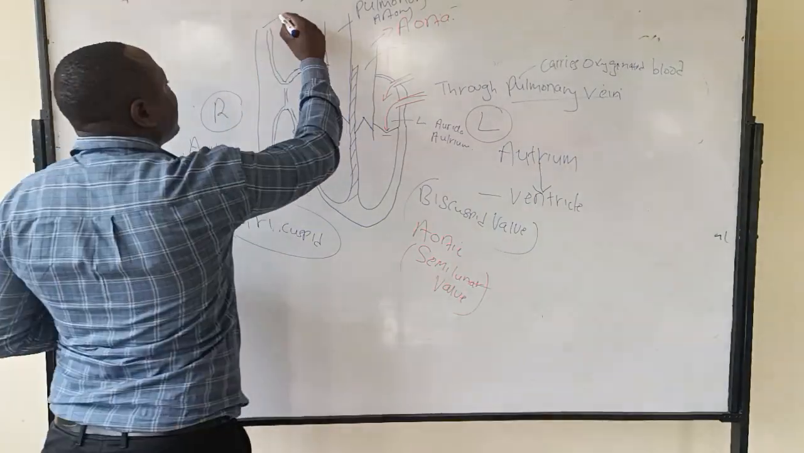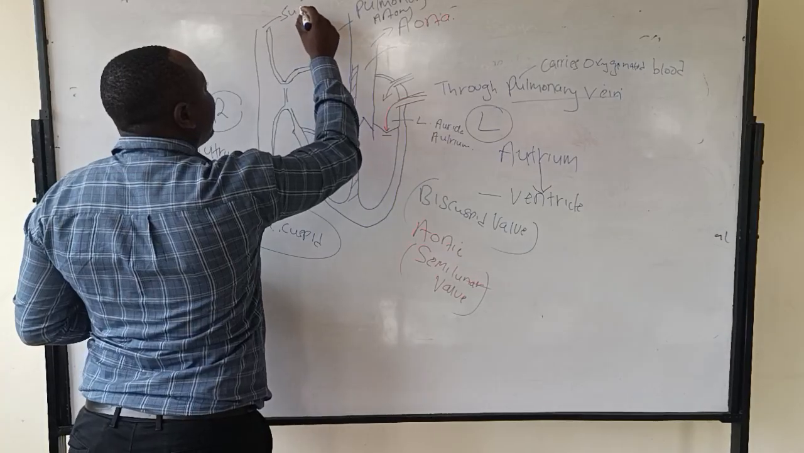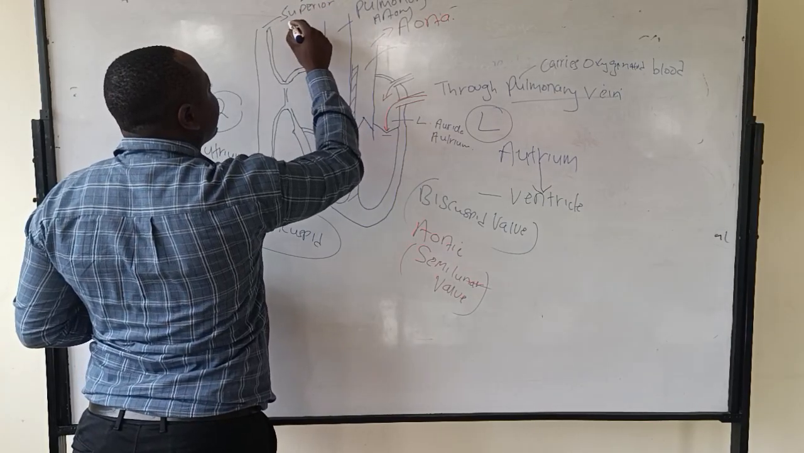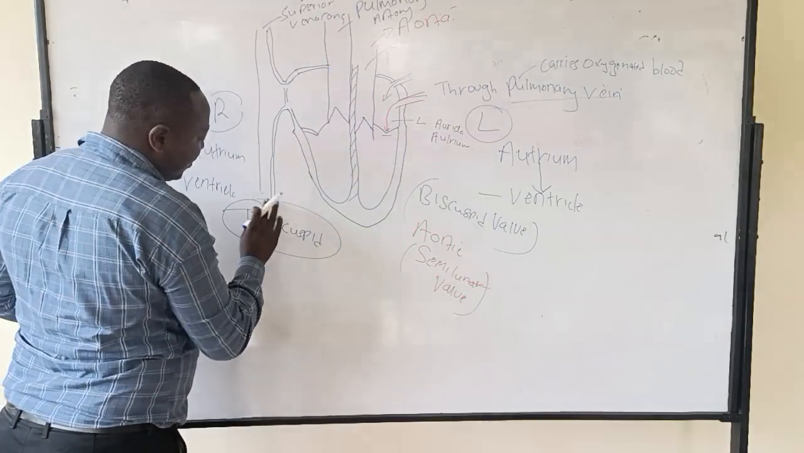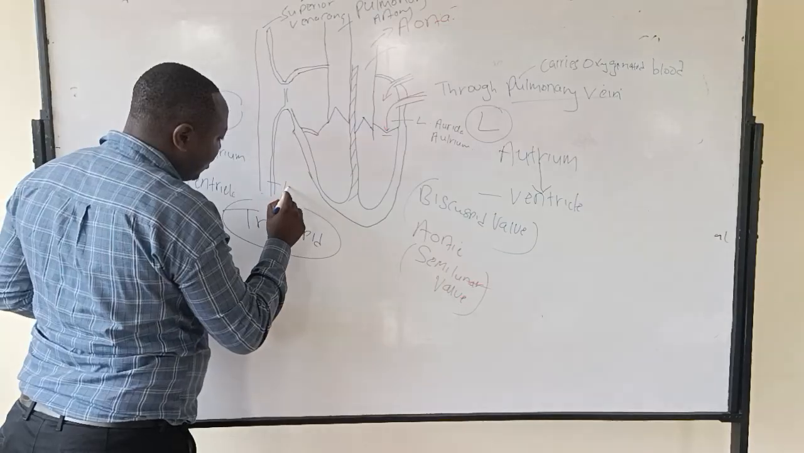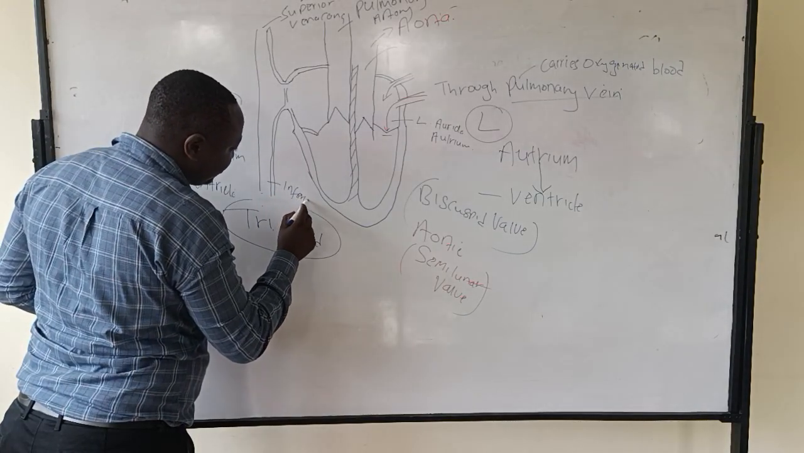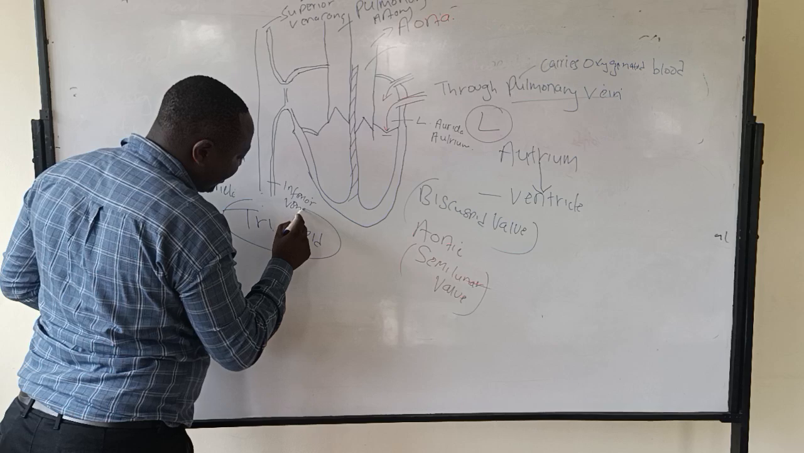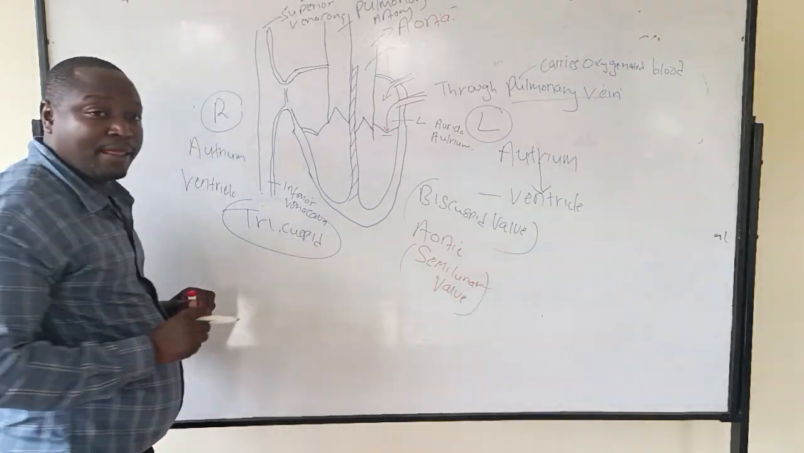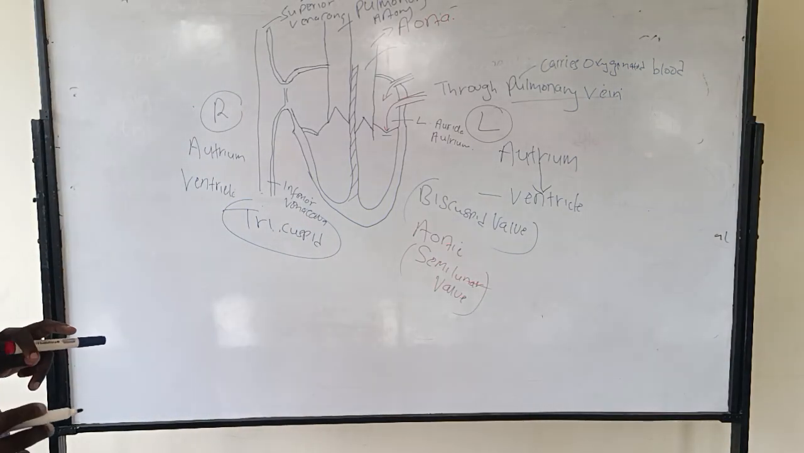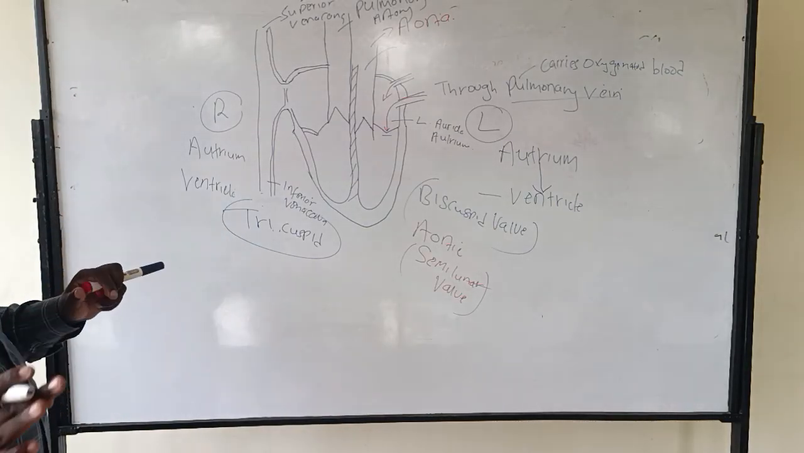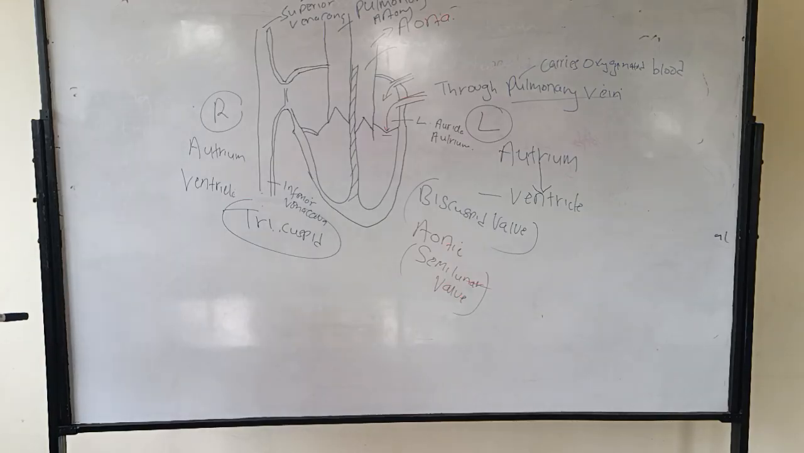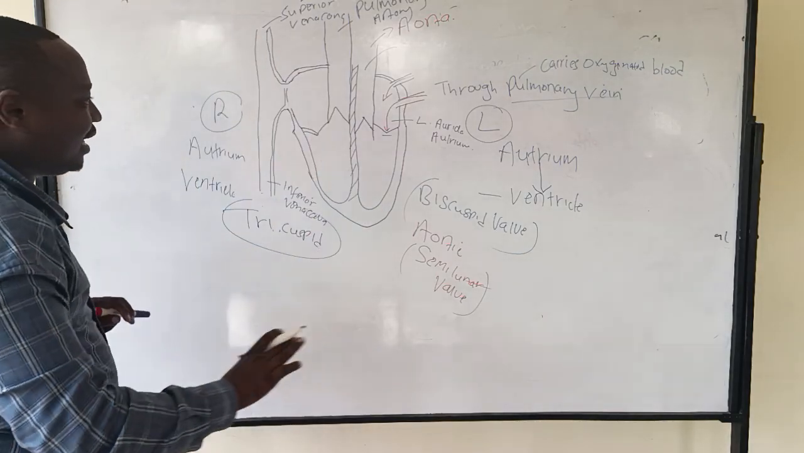So this is our superior vena cava, and this is our inferior vena cava. Now we have just gone through the structures. Now I want us to discuss the blood flow so that we can understand it.